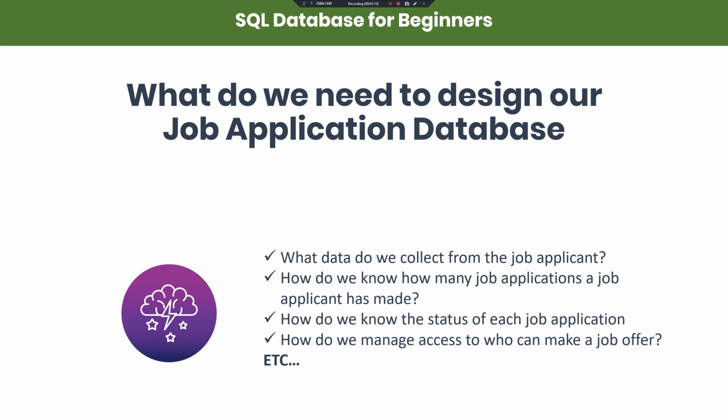How do we know how many job applications a job applicant has made over the course of trying to work for a particular company? And for example, we can also think about how do we know the status of each job application. Is a particular job application already in the interview stage, or is it rejected, or a job offer has already been made? We need to be able to know all these things. And also, how do we manage the access to this information? Which user privileges would have access to this information?